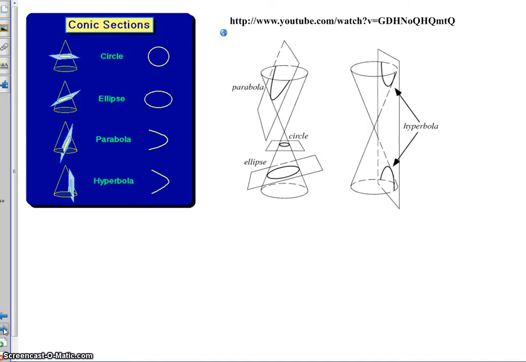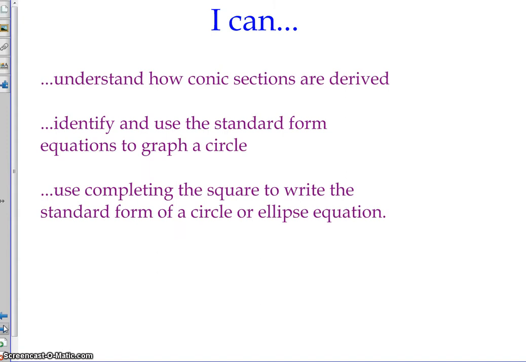Just a reminder that we have 4 conic sections, and circles are the first one that we're going to be exploring. We're going to go on to ellipses, parabolas, and hyperbolas, and we're going to be doing that over the course of about 2 weeks. Hopefully by the end you're going to really understand how conic sections are derived, which we talked about in our last video. Hopefully you can identify and use the standard form equations to graph a circle. And we're going to use completing the square to put an equation into standard form, which is also used on the ellipses.